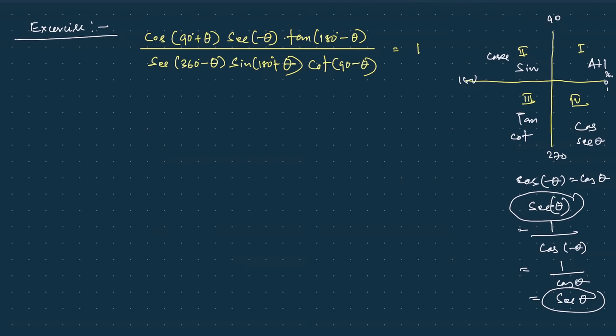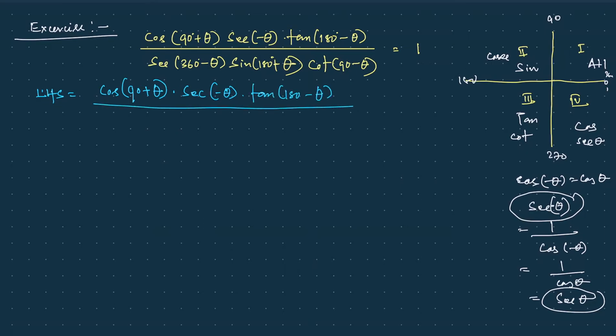Here LHS is given. What is LHS? LHS is cos of 90 plus theta into sec of minus theta into tan of 180 minus theta, divided by sec of 360 minus theta into sine of 180 plus theta into cot of 90 minus theta. Okay.